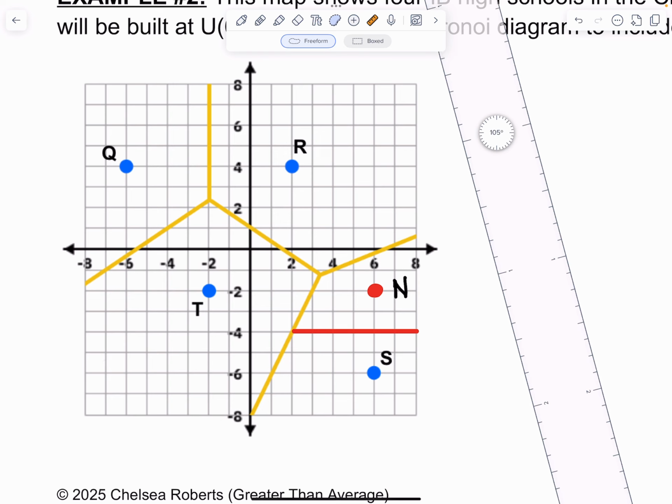So now we have to look at R and N, because this bisector here does not bisect R and N. So to get from R to N, we went down 6 and over 4, which means to go halfway, you'll be going down 3 and over 2. All right? So now that is that point.